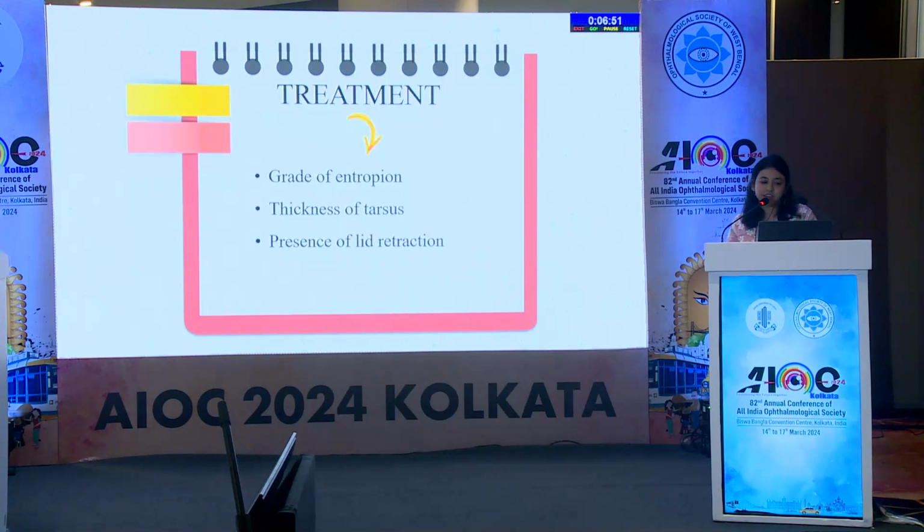Third, the presence of lid retraction. Because it's a cicatrizing process, it results in shortening of the posterior lamella, and sometimes the retraction can be so severe that on closure of the lids, both the lids do not meet. So depending upon the grade of retraction, we can again choose a different type of surgical procedure. And last is the keratinization of the lid margin. If there is metaplasia at the lid margin and the lid margin is keratinized, we have to resort to surgical procedures which would take the keratinized lid margin away from the cornea.